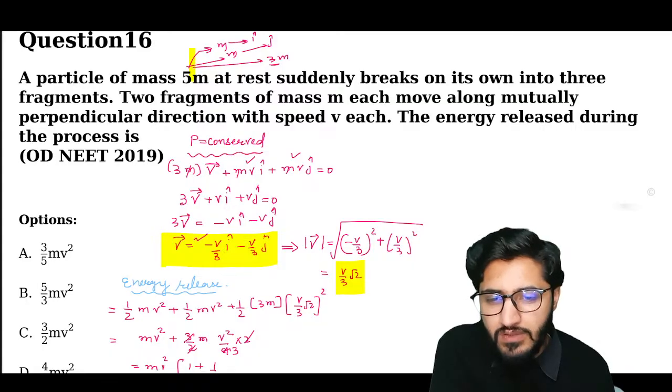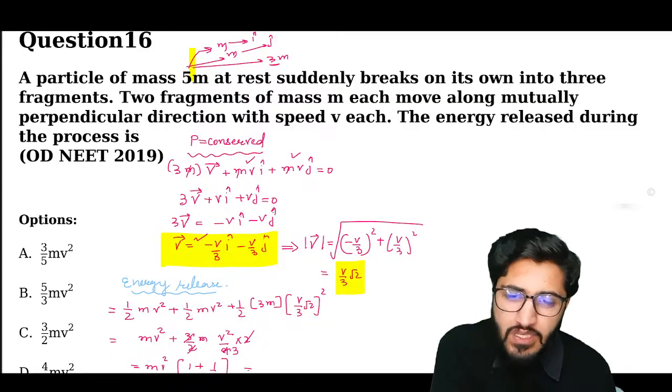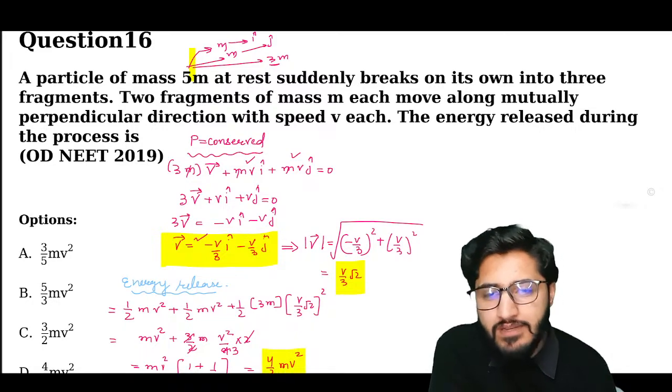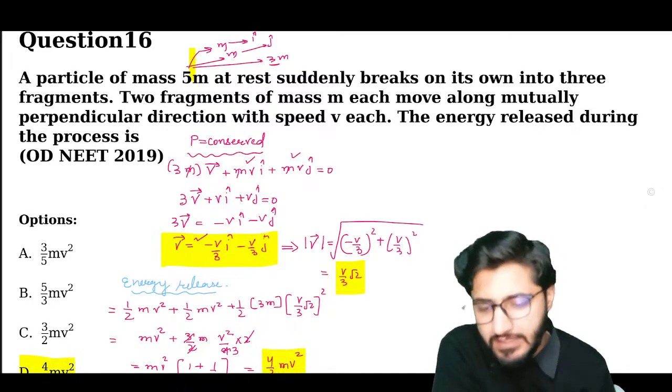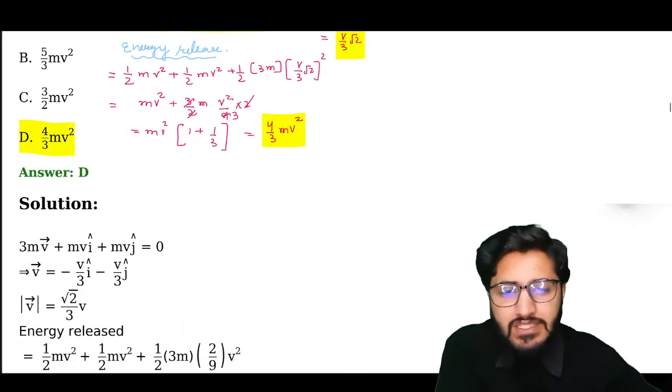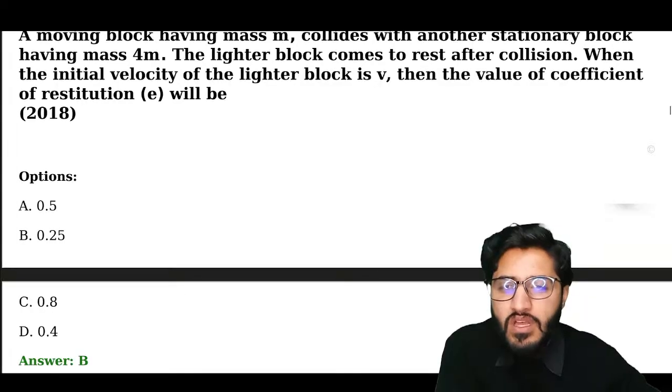So I have 1 plus 1 by 3, which is 4 by 3. It is 4 by 3 m v square. So my answer came out to be 4 by 3 m v square, which means option D is correct. Yeah, D is correct. Next numerical.